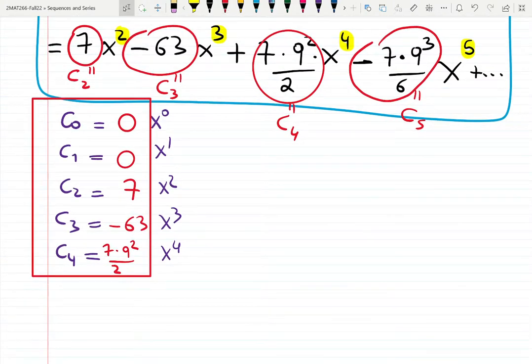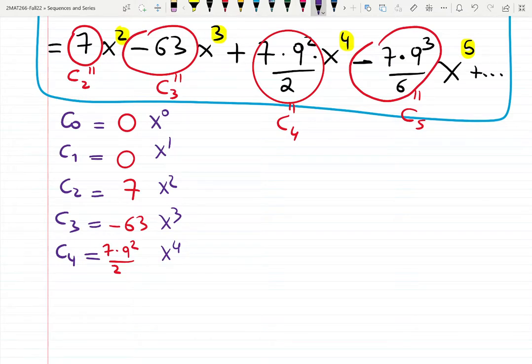So one more is missing. Let me write it down. C minus 7, 9 cubed over 6.